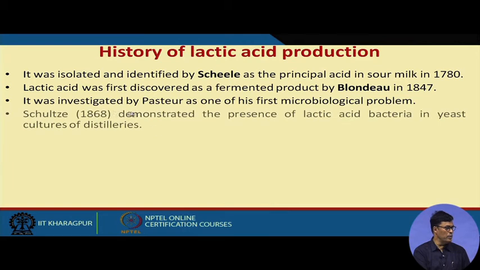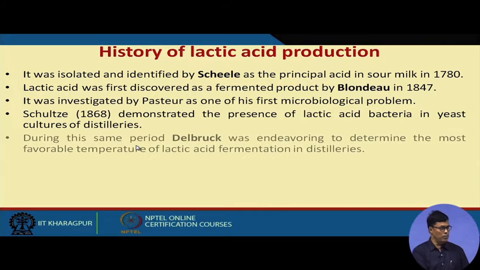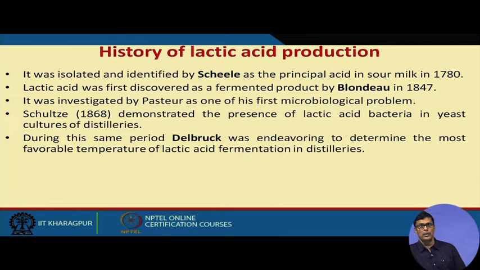Then it was investigated by Pasteur as one of the first microbial problems, and Schulz demonstrated the presence of lactic acid bacteria in the yeast culture, particularly in distilleries. Here I want to point out another very interesting thing that I shall discuss after the Baker's fermentation process. Then I shall discuss it there.